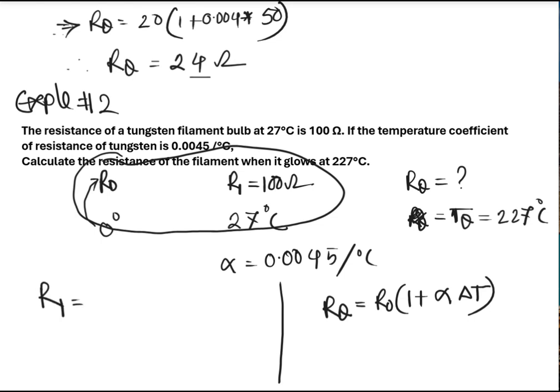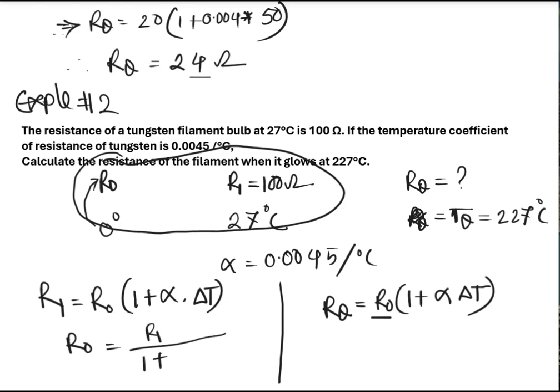So we can write R1 is equal to the initial one, R naught, times 1 plus, of course, the value of alpha TCR times the temperature difference, right? So we have to calculate the value of R naught to calculate the final result of R theta. So R naught is equal to R1 over 1 plus alpha del T.